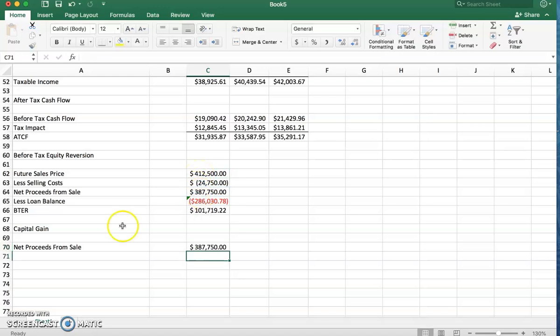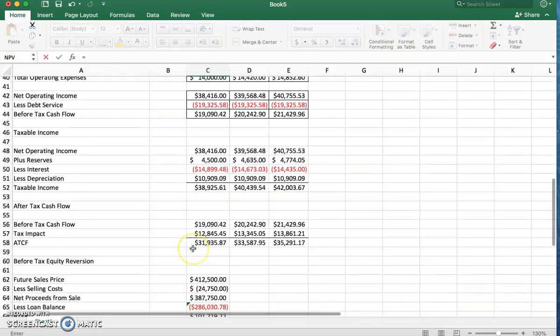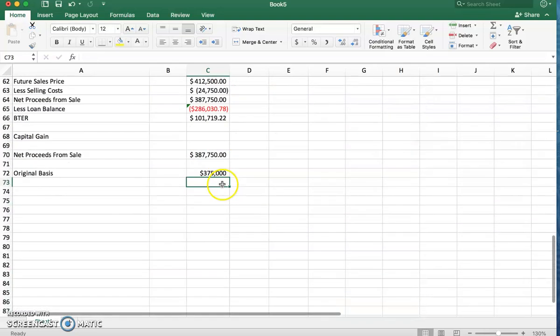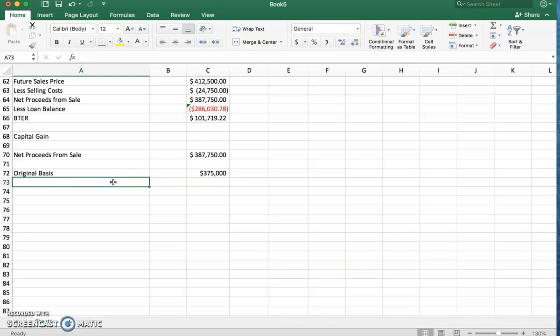Alright, and then we need the original basis, and this is just another way of them putting the acquisition price. So let's pull that from up here. That was $375,000. Alright, and then we need to subtract the depreciation amount, the accumulated depreciation. Alright, so to calculate the actual capital gain off the sale, we have how much we've paid for it. So now we have to take out how much we've told the IRS that this building has lost in value.